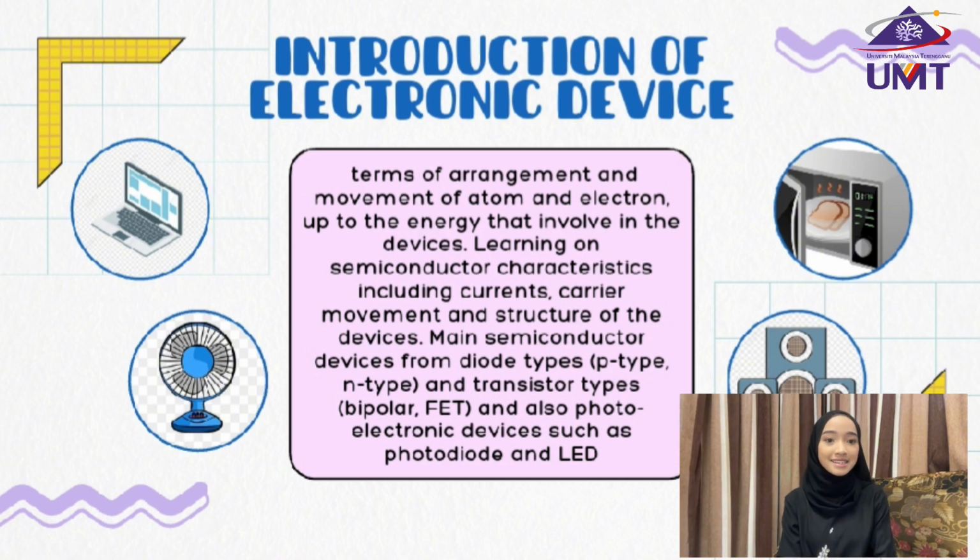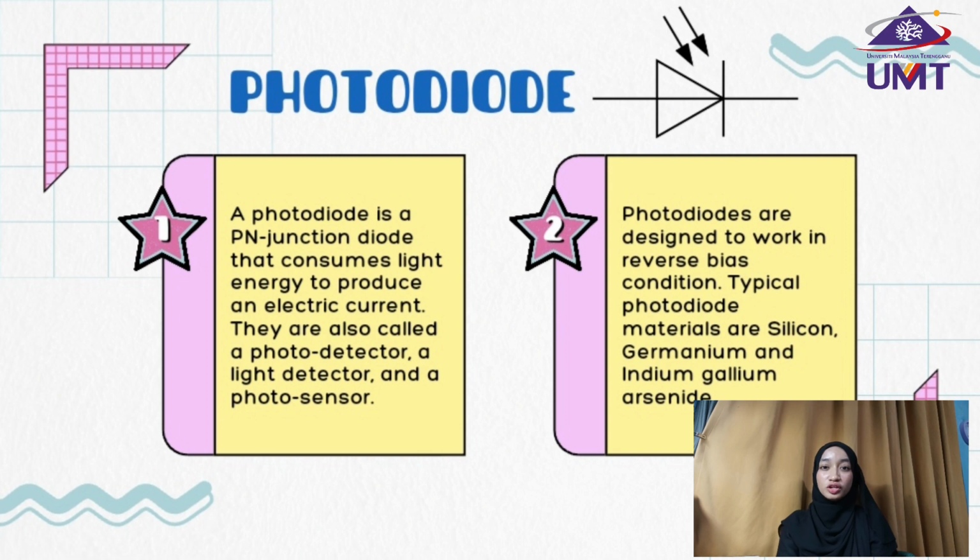photodiode and LED. Did you know about photodiode? A photodiode is a PN junction diode that consumes light energy to produce electric current. They are also called a photodetector, a light detector, and photosensor. Photodiodes are designed to work in reverse bias condition. Typical photodiode materials are silicon, germanium, and indium gallium arsenide.